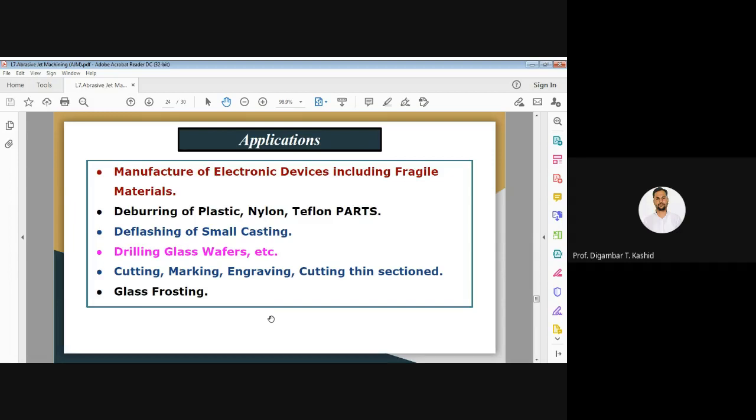I repeat, the deburring of plastic, nylon, Teflon, or similar types of parts which are made up of very hard material or soft material. For that purpose, again, we can use this process.